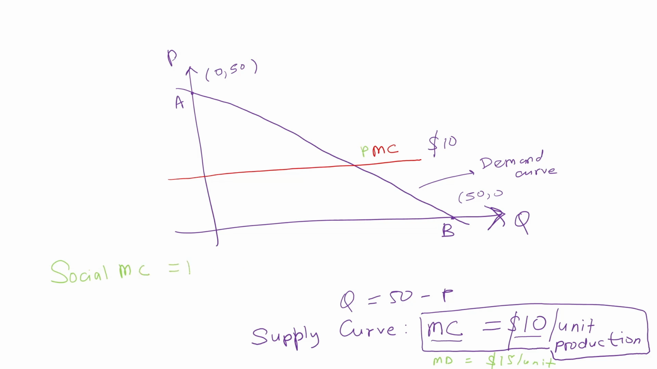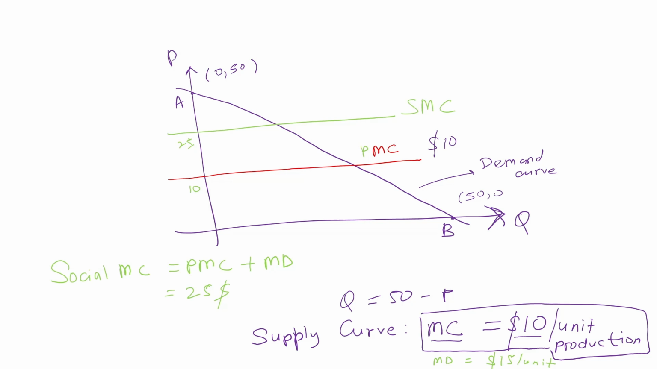Social marginal cost is equal to private marginal cost plus marginal damage function, right? So it will be $25. Let's say that I'm writing 10 here, I'm writing 25 here. So this will be my social marginal cost. Am I clear?